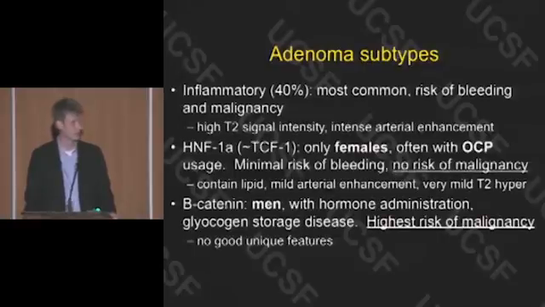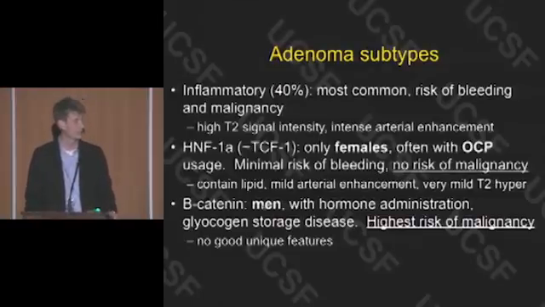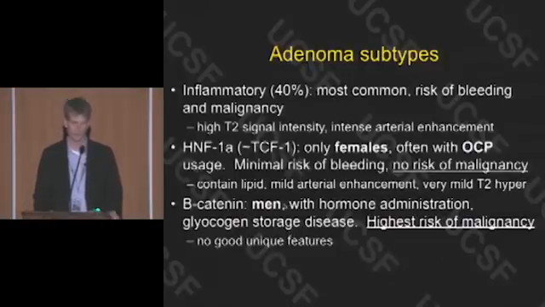Then you have the beta-catenin ones. These are much more aggressive, with higher risk of malignancy. There's no really good characteristic. These are such a heterogeneous population of lesions. But they occur in men most commonly, with hormone administration, glycogen storage disease. So this is a different patient population that's going to develop these lesions.